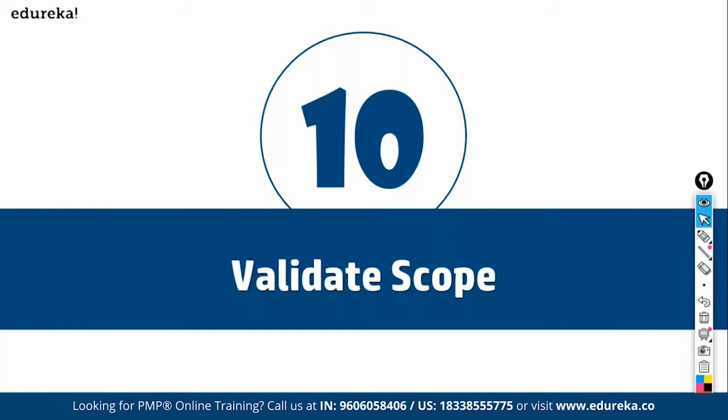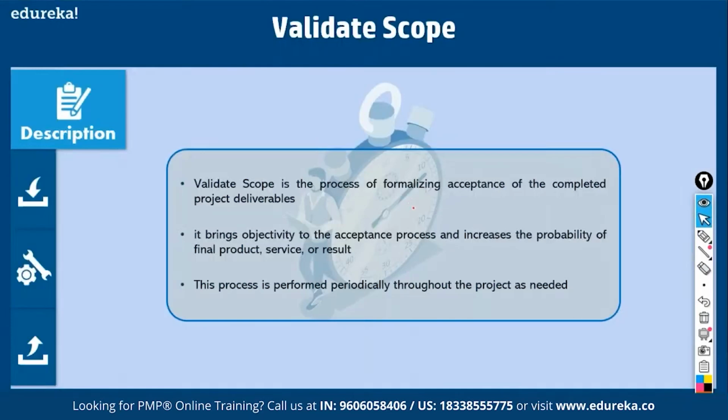Now let's go to the next process, validate scope. We must assume that you have come up with the deliverable and you have tested the deliverable, and you're placing it before the customer to get a sign off. That is called validate scope. It is the process of formalizing acceptance of completed project deliverables. It could be interim deliverables, requirement documentation, design documentation, or the final deliverable, anything. That is what is called validate scope. It brings objectivity to the acceptance process.